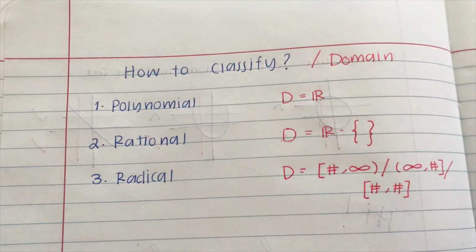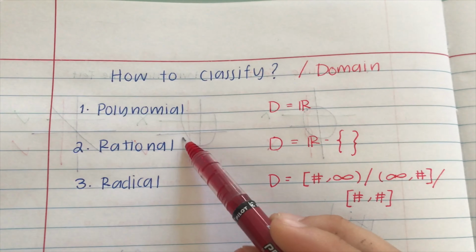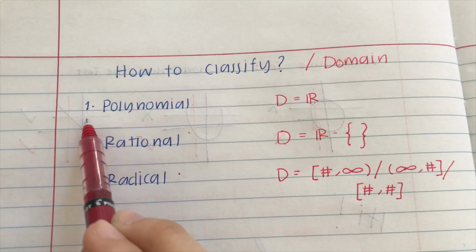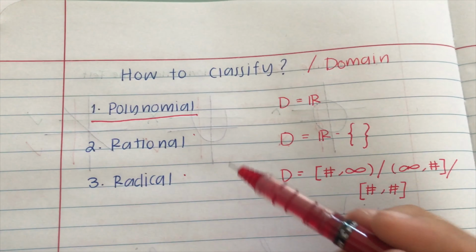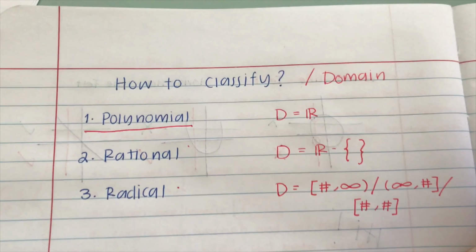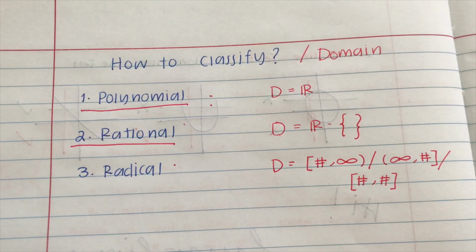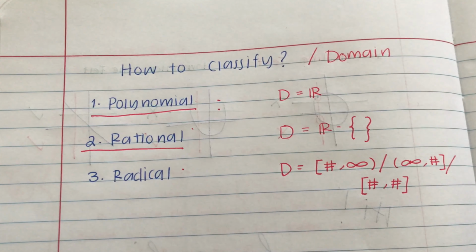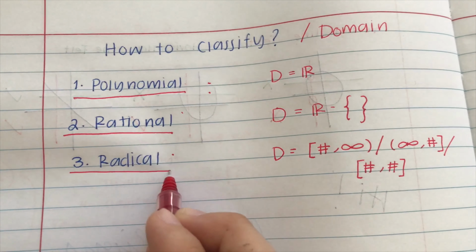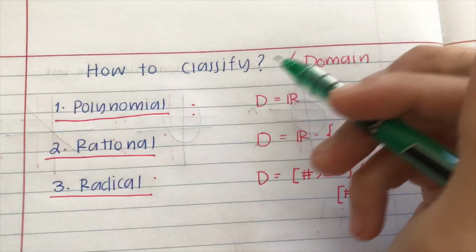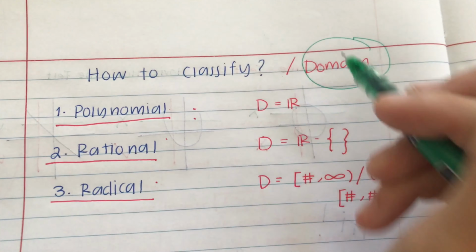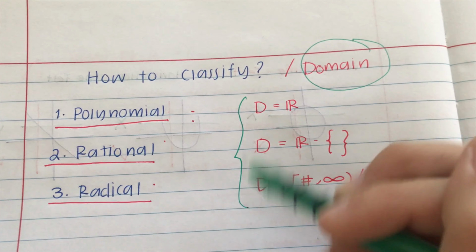Okay, so now that we have that clear, we're gonna learn how to classify some expressions. Number one, polynomials. They have no divisions with variables in the denominator, no negative or fractional exponents, and no even roots. The second one is rational. It's a division with variables in the denominator. And the third one, radical, even roots. That's all. And to get their domains, you got to identify the type of expression.